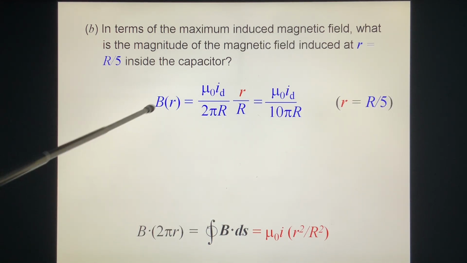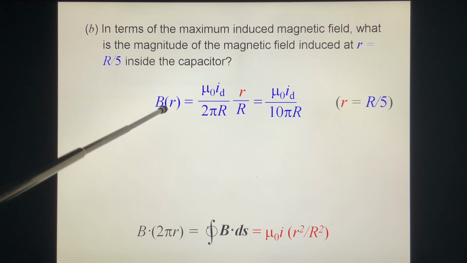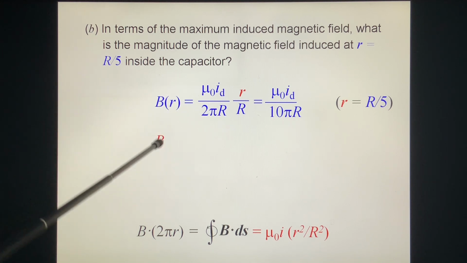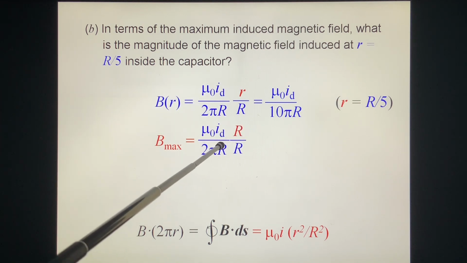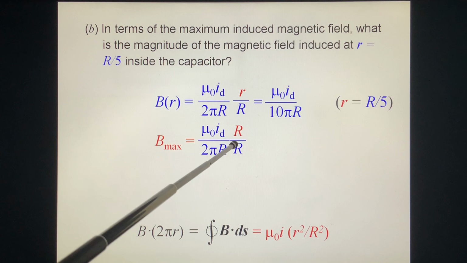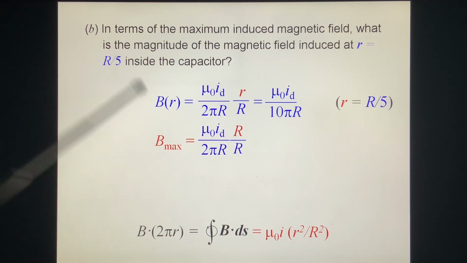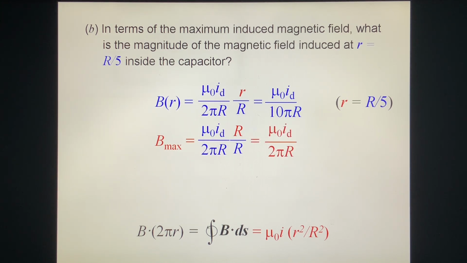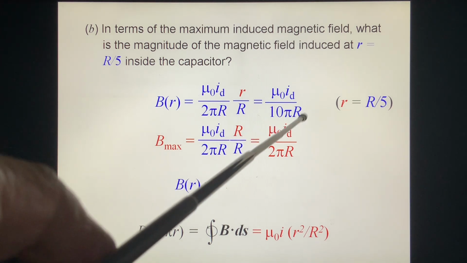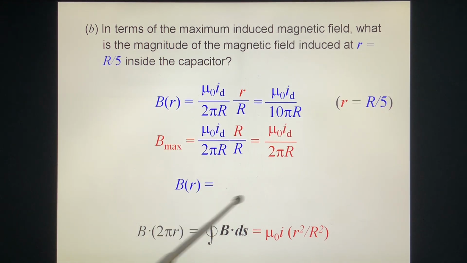Put r equal to half of R to get B(r). And we are asked to express this B(r) in terms of the B maximum. We know the B maximum is mu 0 I over 2 pi R. This is the maximum, at the outside, where r is the smallest, so this is the biggest. So in terms of this one, we find this one. So B equals B maximum over 2. That's the answer.